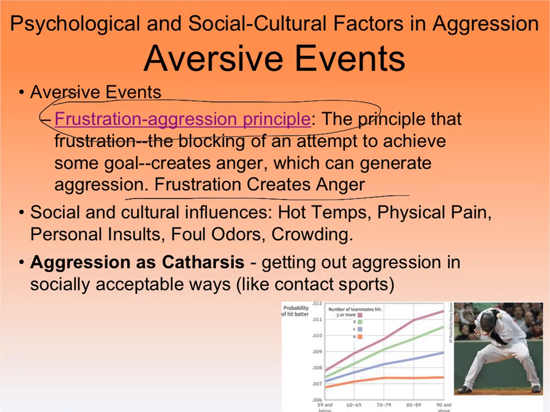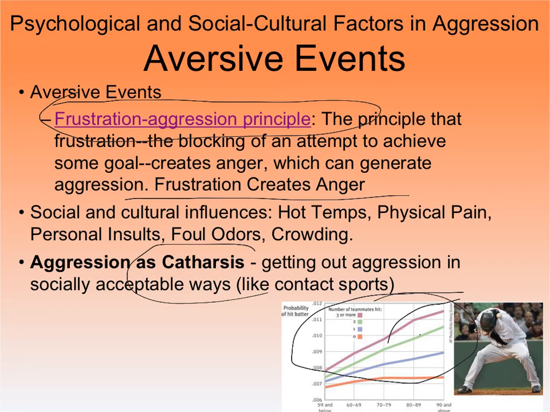Other things, social, cultural, just day-to-day influences can increase aggression. Hot temperatures. Looking at this at the bottom here, depending on the temperature at the start of a baseball game, that determined on average how many hit batters would occur during that game, right? The hotter it is, the more likely people would be aggressive, and the more likely there would be 2 or 3 hit batters per game. Other things, too: many people, crowding, foul odors.